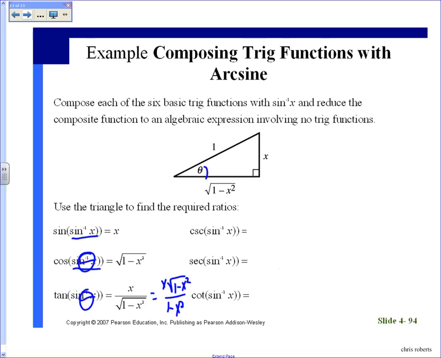Now, for cosecant, we just have to take the reciprocal of the sine value, so that should be 1 over x. Secant, we take the reciprocal of the cosine, and again, it'd be beneficial for us to rationalize this, so we'd have the square root of 1 minus x squared over 1 minus x squared. And cotangent, we take the reciprocal of tangent, and if we flip the tangent, we have square root of 1 minus x squared over x.